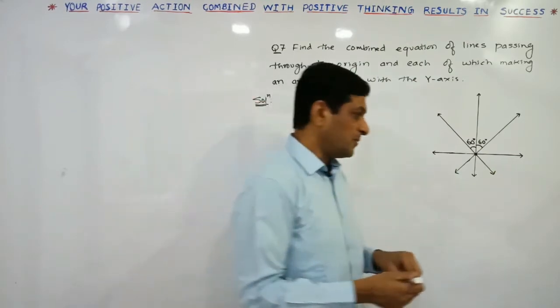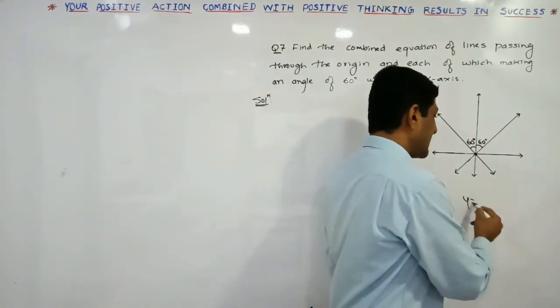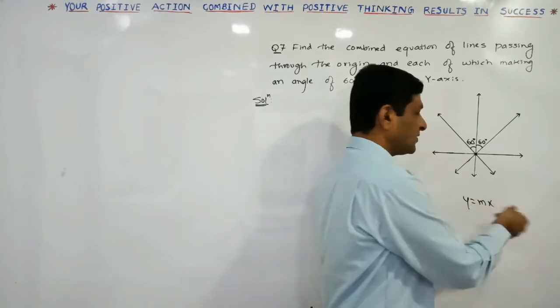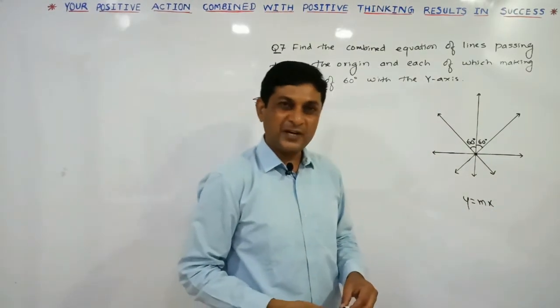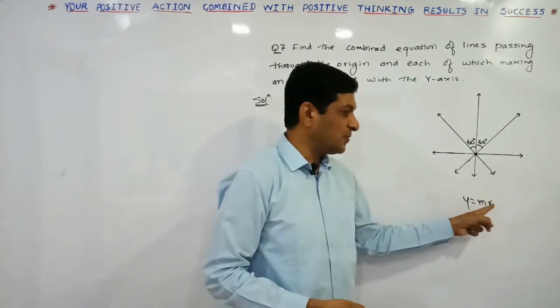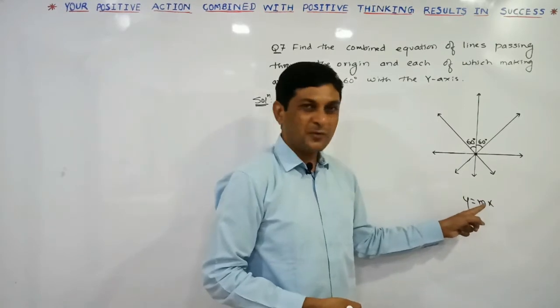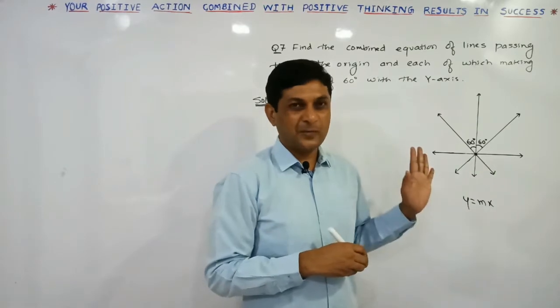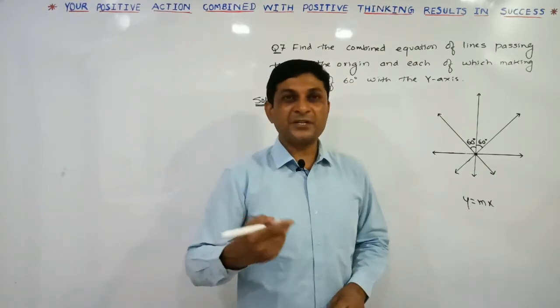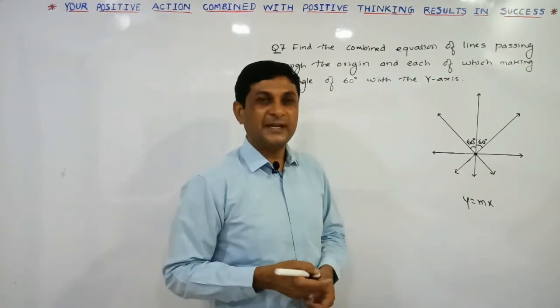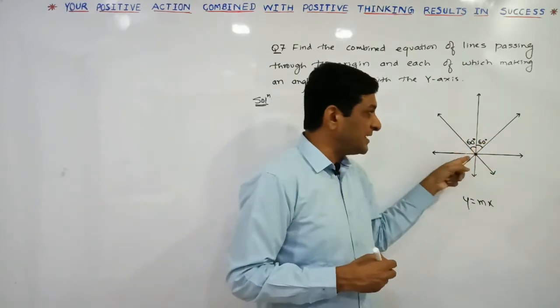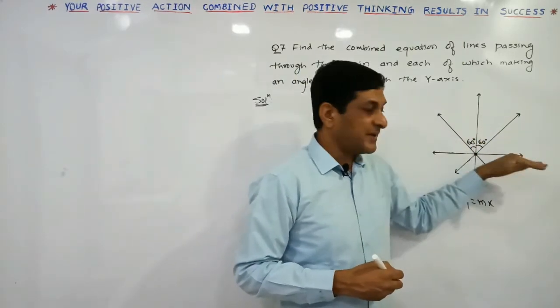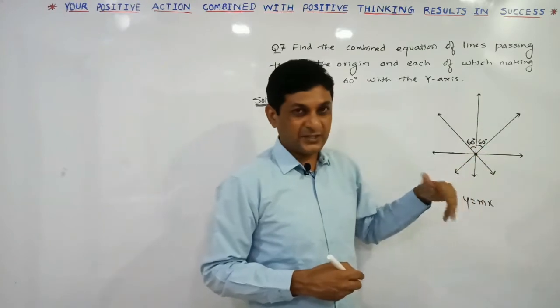And once the slope of the line is known to us, then the equation of a line passing through the origin can be found by applying the formula y is equal to mx. Means to apply this formula we will require the value of slope, and to find the value of slope we will require inclination. Again let us revise the definition of inclination. Inclination means the angle made by the line with positive direction of x-axis in anti-clockwise direction, isn't it?